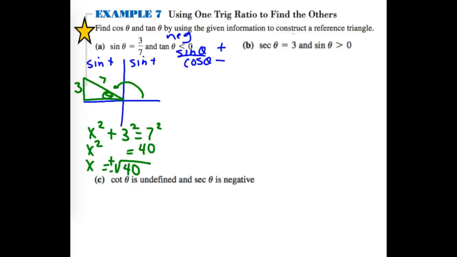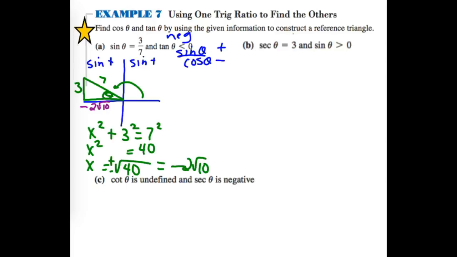plus or minus, but we know it's going to be what? Cosine's going to be negative, right? X is negative in this quadrant. So I know my answer is going to be the negative version. And what can we do with root 40? Simplify it to what? 2 root 10? Okay. So now we can dump that in here. This is going to be negative 2 root 10.